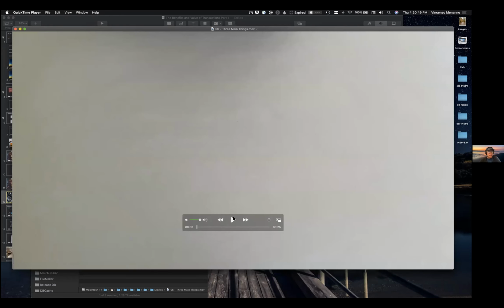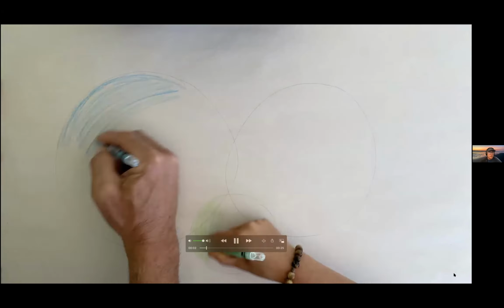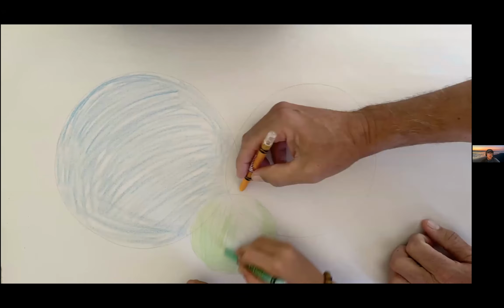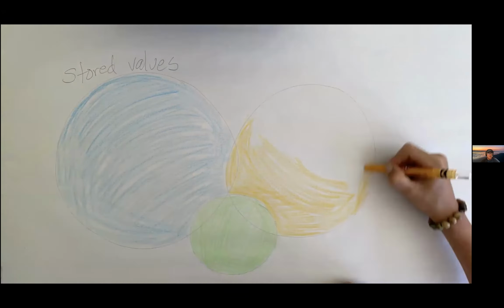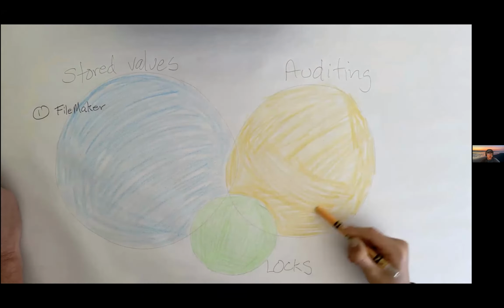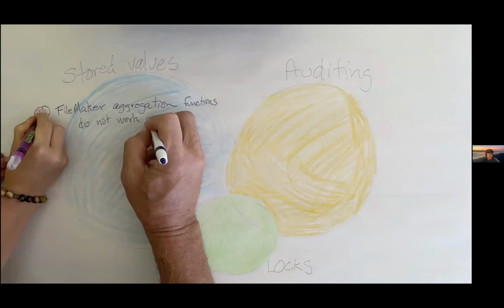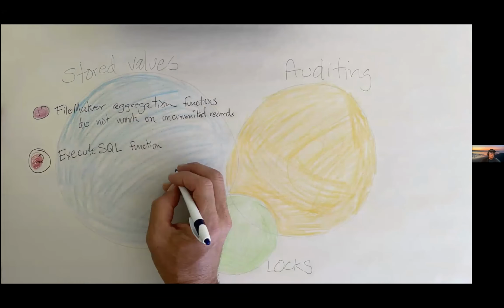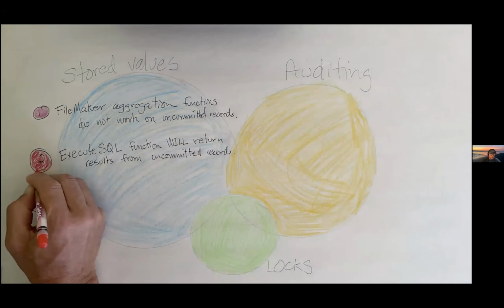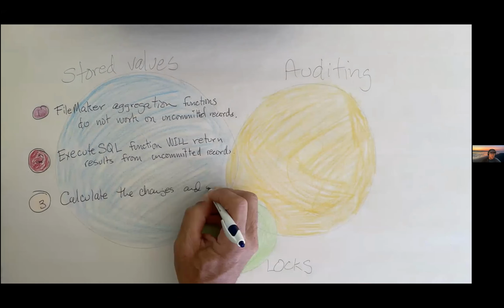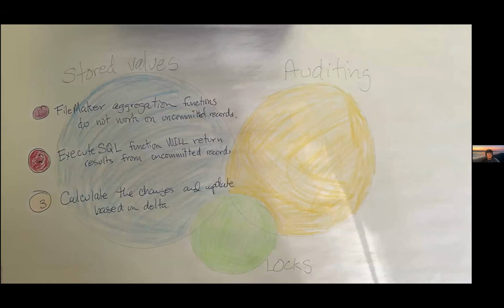The three main things that are hard to talk about are stored values, auditing, and locks. FileMaker aggregation functions do not work on uncommitted records. So, 3 important points to mention here. Execute SQL, however, will return results from uncommitted records.